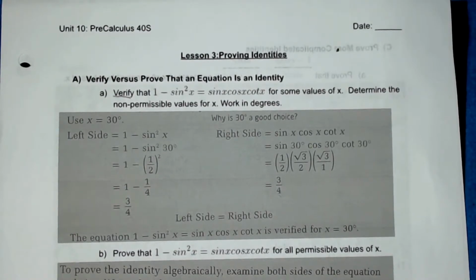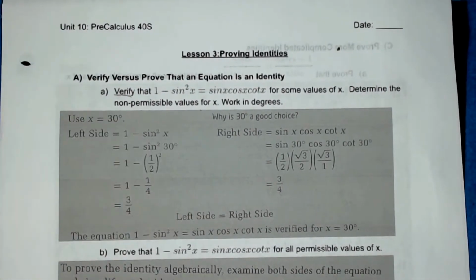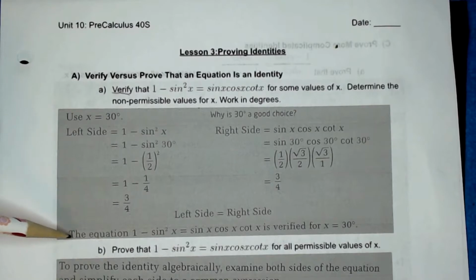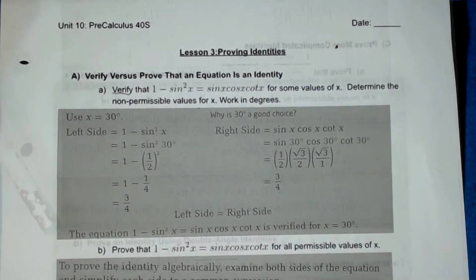This should work for all permissible values. As long as the value that you're plugging in is defined in all terms of the equation, then you should always get a solution. If you pick something that's undefined, you might end up with something that does not work out to be equal. So we can verify that this equation is true for 30 degrees.